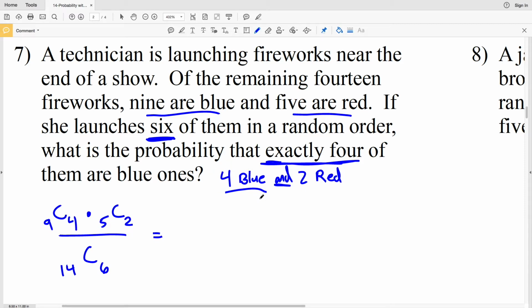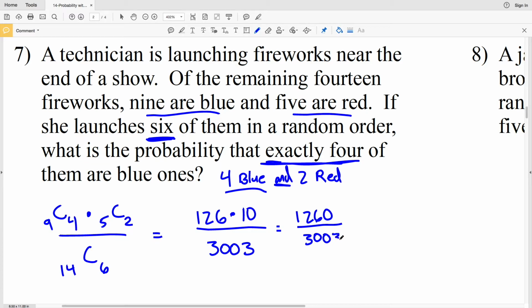But more importantly, 4 blue. 9 choose 4 is 126, and we're going to be multiplying that by 5 choose 2, which is 10. And that will all be divided by 14 choose 6, which is 3,003. So 126 times 10 is 1,260, and we're dividing that by 3,003. 1,260 and 3,003 can be simplified because both are divisible by 21.